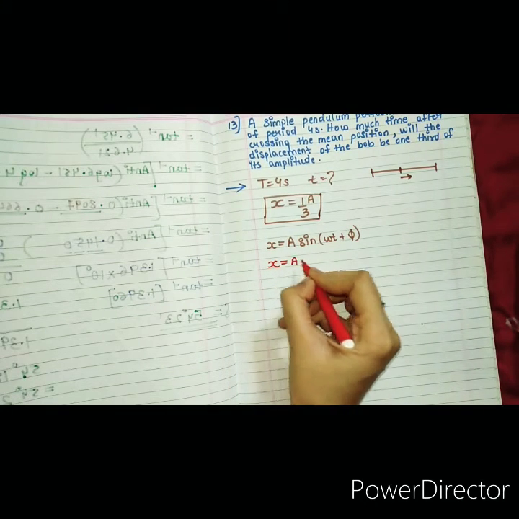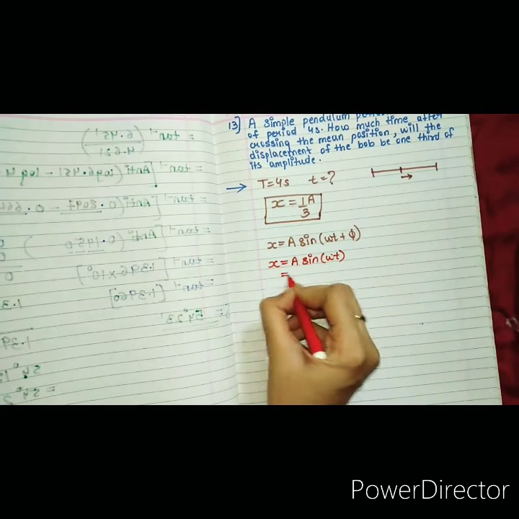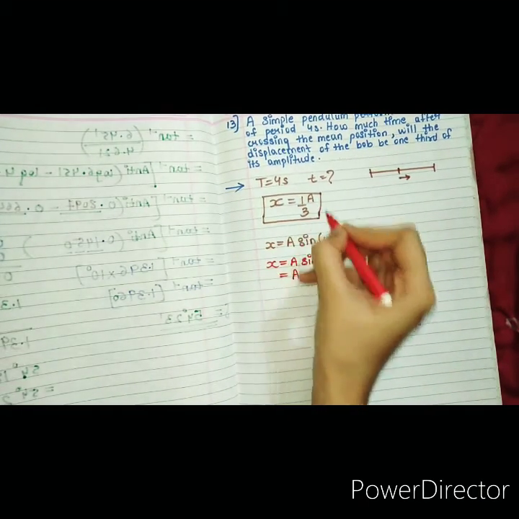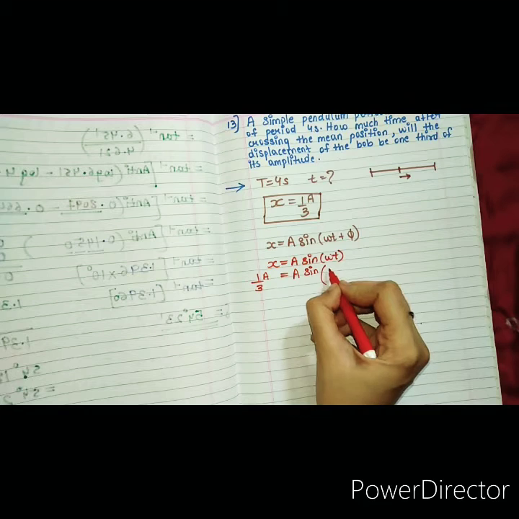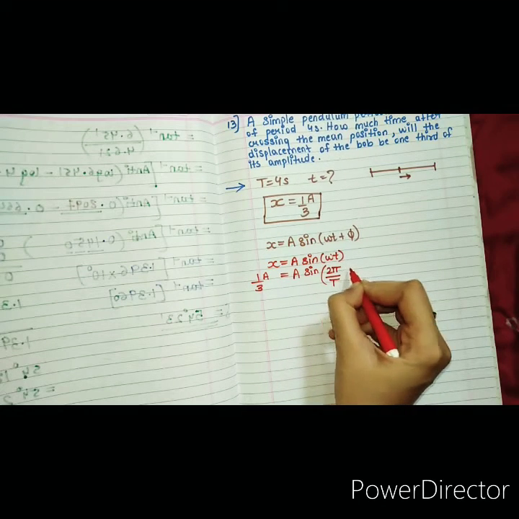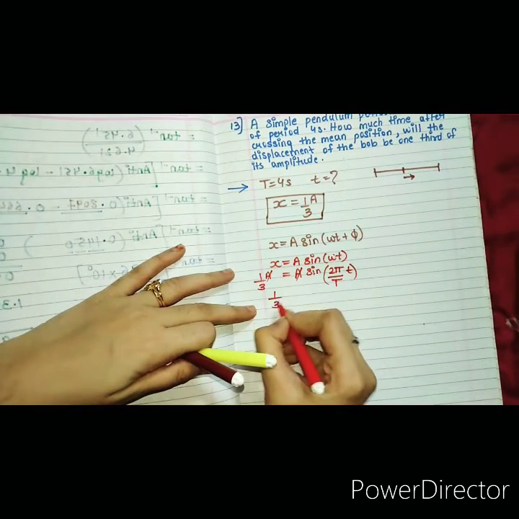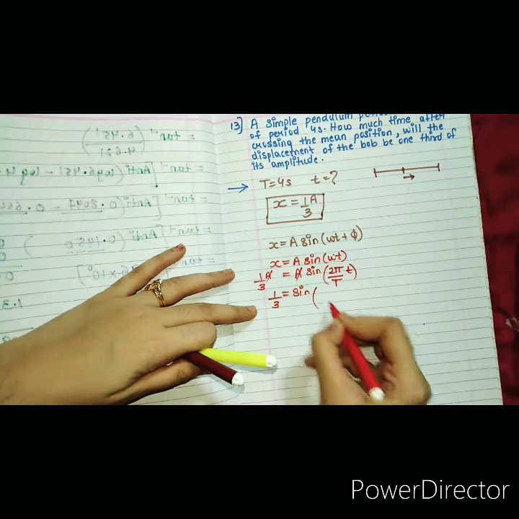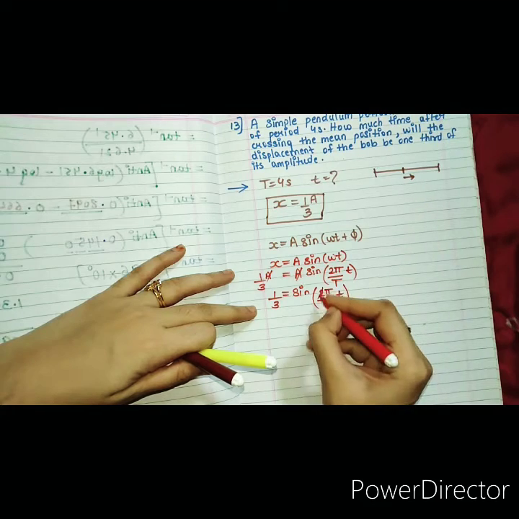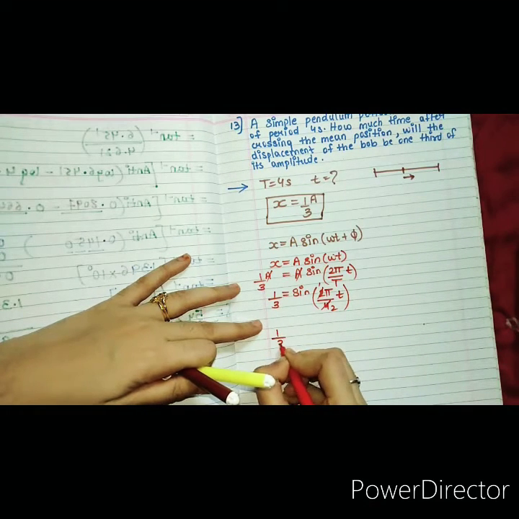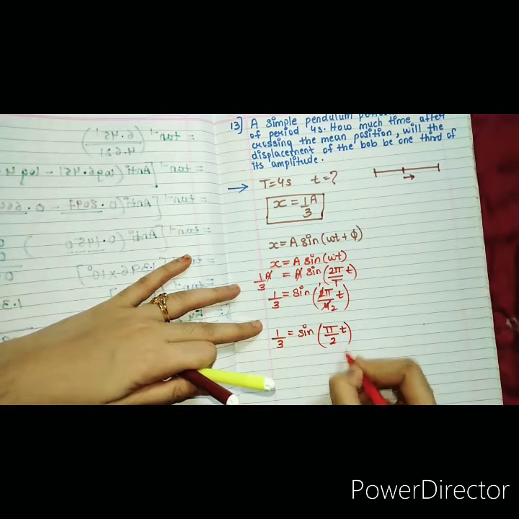So the formula becomes x is equal to a sine omega t. Now, what is x according to the condition? 1 upon 3a. Then sine, what is omega? Omega is nothing but 2 pi upon capital T, and here small t. Then this a gets cancelled. 1 upon 3 is equal to sine 2. What is capital T? That is 4. And here we have t. So 2 1s are 2, 2 2s are 4. So 1 upon 3 is equal to sine pi by 2, and we also have t with it.